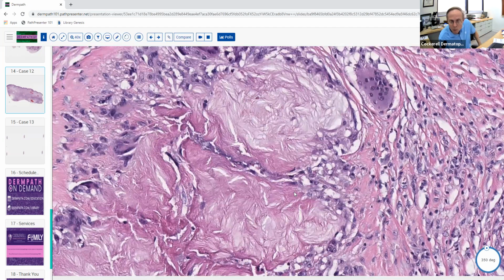Now, if you were to polarize this after it's been fixed in formalin and processed in routine fashion, it's going to be negative. You're not going to see anything with polarization microscopy, because really what we're seeing here are the ghosts of the gout crystals that were present in vivo. If you actually take the tissue and put it in 100% alcohol instead of putting it in formaldehyde, then you can actually see the gouty crystals, and they will polarize.